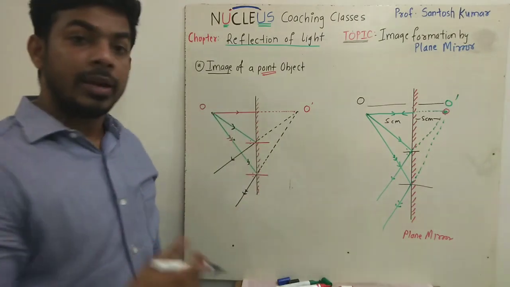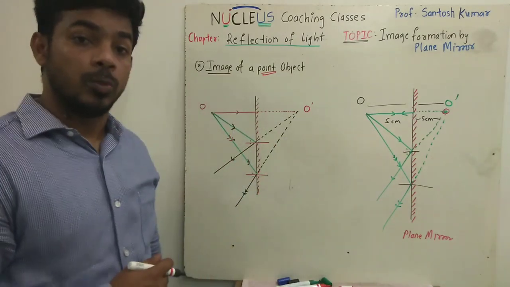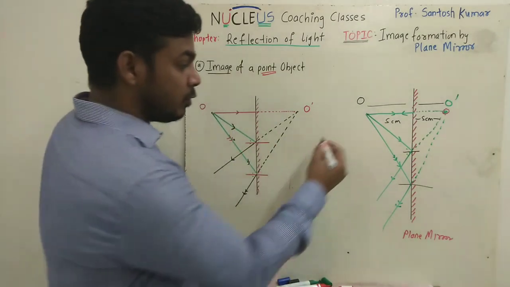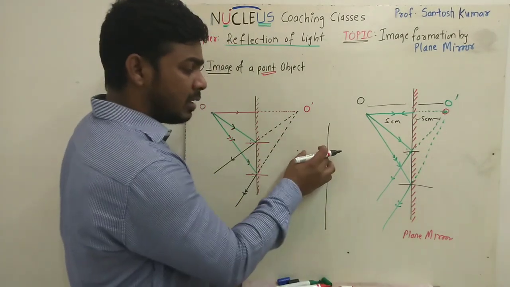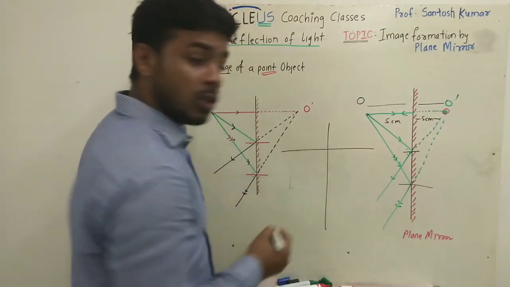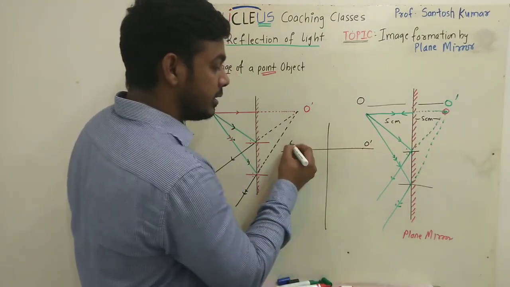So in this way you can correctly construct this figure in your notebook. Remember what steps you have to do. You have to draw a mirror, take a point object at a particular distance on a horizontal line, and on the same line at the same distance you have to consider its image.